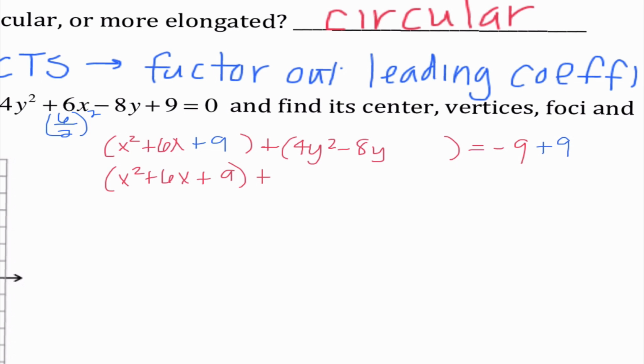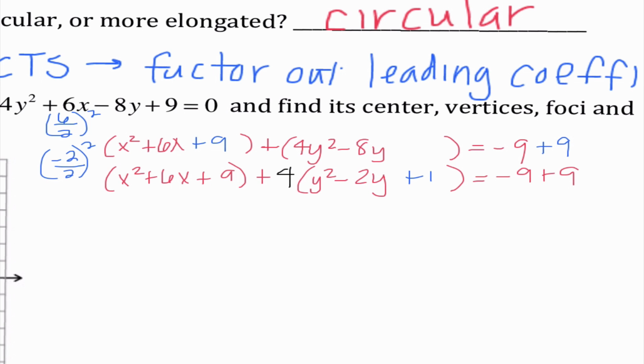Okay, now, with this second one here, I notice we have a 4. So before I do anything, I need to factor out that 4, and I'm left with y squared minus 2y. Otherwise, I would not be able to make this into a perfect square trinomial. So now I'm going to take this middle coefficient, which is negative 2. I'm going to divide it by 2 and square it.